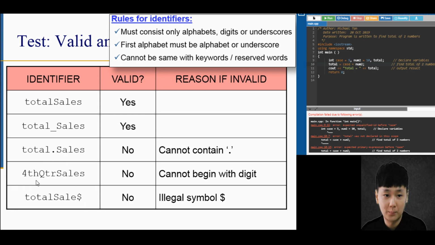Next example, 4thQtrCells is not valid also because it violates rule number 2: the first character must be an alphabet or underscore, and cannot be a digit. And the last one, total$cells, has a dollar sign, also an illegal symbol, so invalid.